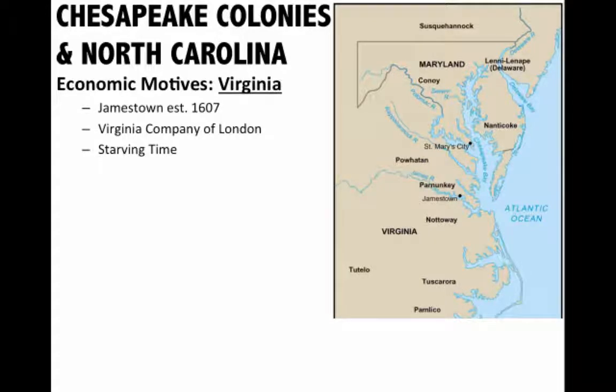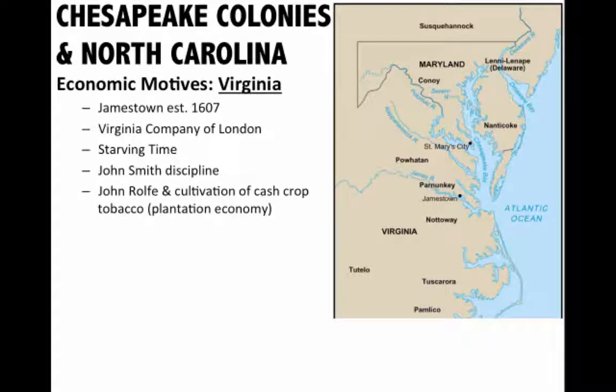You have this starving time where the people are struggling. They're not making any money. They're not accustomed to working. John Smith comes in, gives them a lot of discipline, gets them into shape, and then a guy by the name of John Rolfe introduces the cultivation of tobacco, which gives rise to the plantation economy.